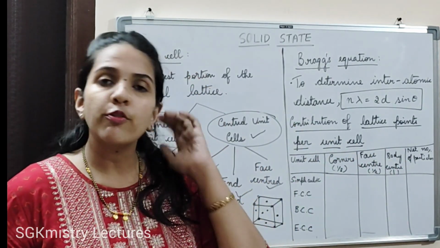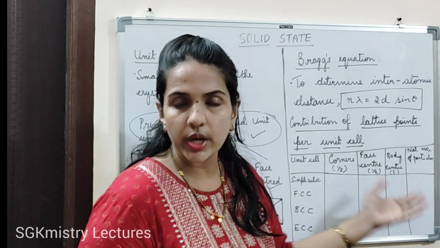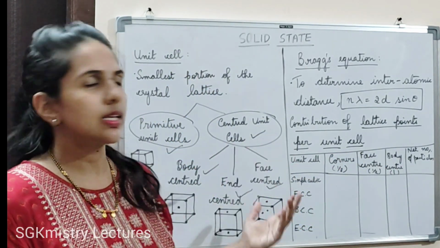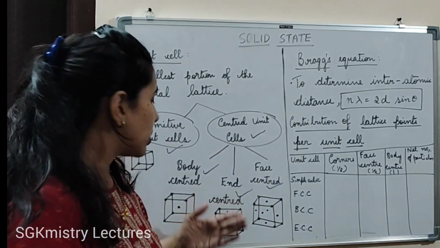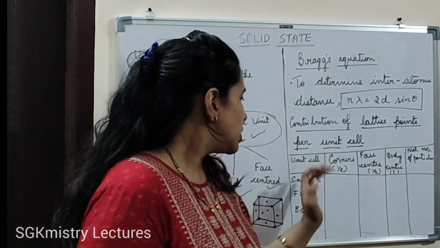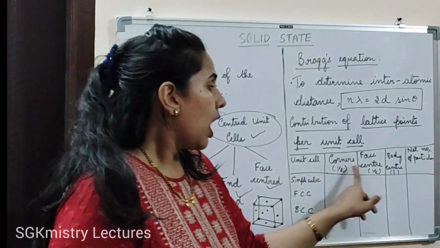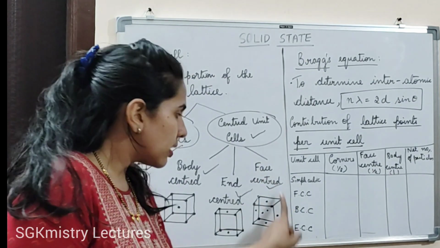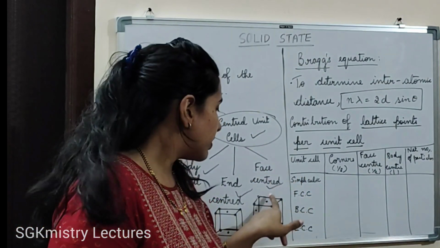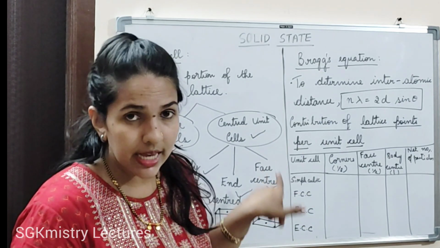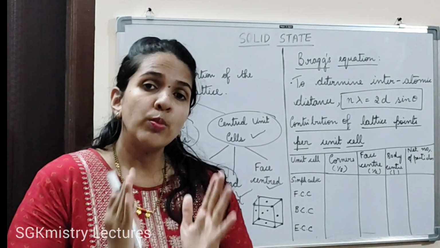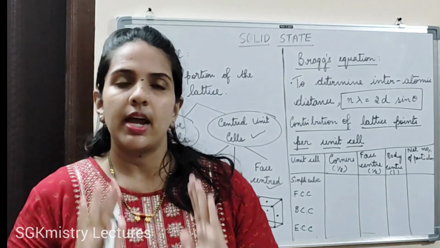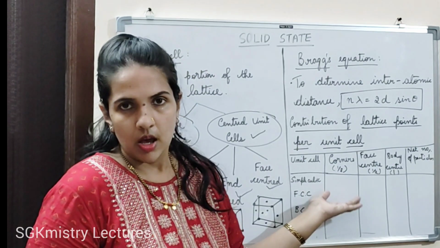Next is the contribution of lattice points per unit cell. That is how we have to calculate the contribution of the lattice points per unit cell for these different unit cells, maybe the face centered, body centered, simple cube, or end centered unit cells. So let us see how each of them works. When we count here, there are 8 particles in the corners, along with 6 particles in the centers of the faces. But how much of these particles actually belongs to one particular unit cell? That we are going to calculate by this formula.